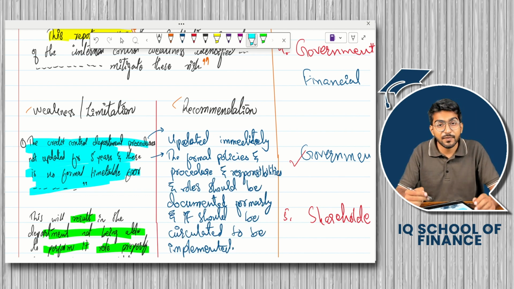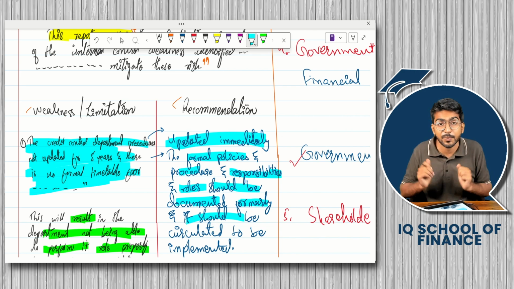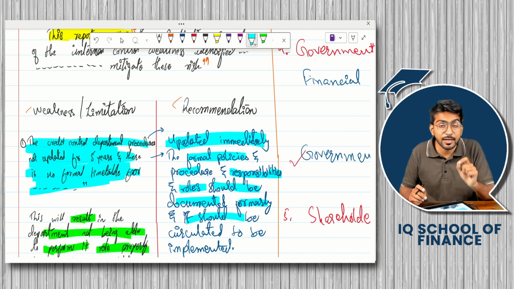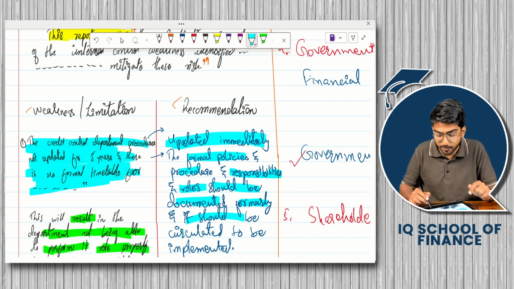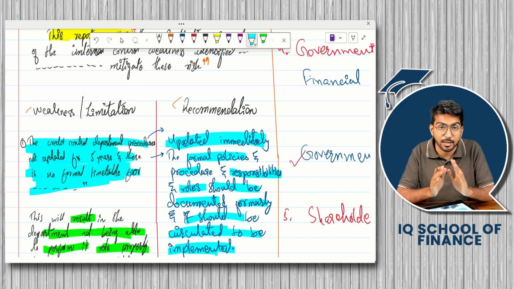So now, in very simple wording, I have written that the policies and procedures should be updated immediately. And the other thing is that the formal policies, procedures, responsibilities, and roles should be documented formally, and they should be circulated as well. You are not supposed to only update them and keep them to yourself. Circulate them to all the relevant members or staff of the credit control department, and they should be circulated and implemented from the immediate day, right?